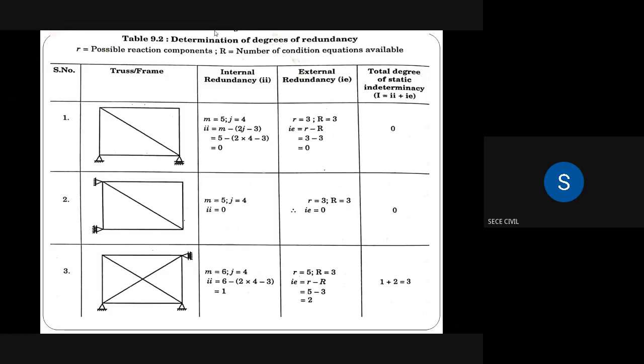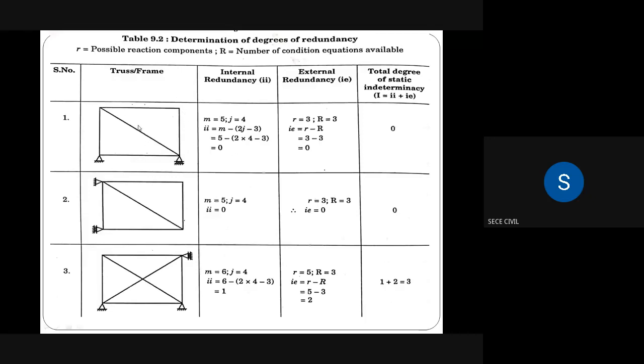So far we have solved problems in continuous beams and in portal frames by using the strain energy method. Today we are also going to solve the calculation of redundant force by using the strain energy method in trusses. Before going to that topic, first we have to know how to calculate the degree of redundancy. These are the examples.